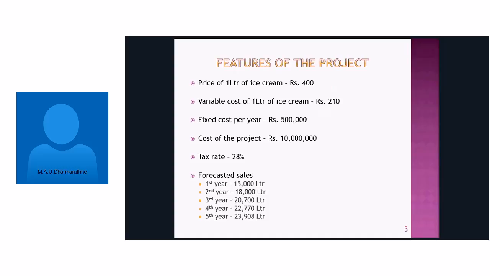In the first year, sir, we are planning to produce 15,000 liters, and in the second year we expect the sales to grow by 20%. So the number of liters would be 18,000. In the third year we expect sales to grow by 15%, and in the fourth year by 10%. And in the final year, the fifth year of the project evaluation period, we expect sales to grow by only 5%.